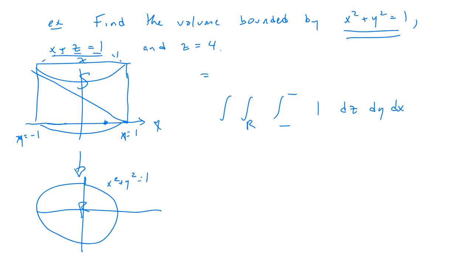Notice this region. We're using x plus z equals 1, so we solve for z, and we get 1 minus x. And then the upper limit is 4. And then we're projecting into something that's a circle, so we probably want to use polar coordinates. Therefore, 1 minus x will become 1 minus r cosine theta. We'll get the extra r.